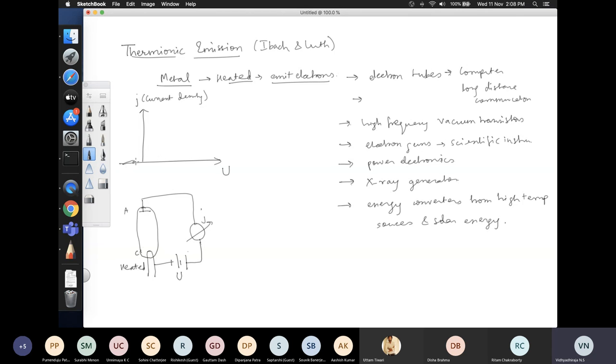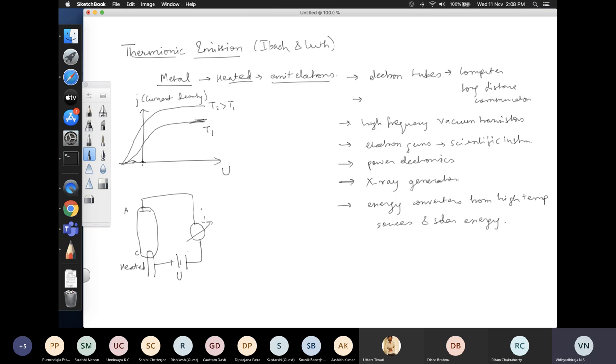It looks like this. So this is for a certain temperature. There is a saturation here. This is for a certain temperature T1. And if I increase the temperature, then it looks something like this. So this is an interesting graph. Why is this interesting?